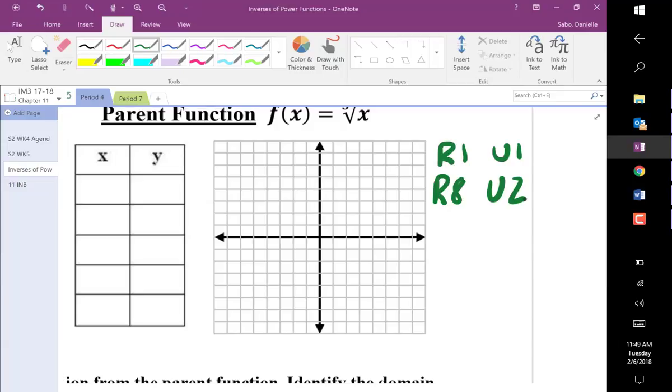And that's it. That's all you need. So I always start at 0, 0 in this situation, unless we're transforming. I go right 1, up 1. Right 8, 1, 2, 3, 4, 5, 6, 7, 8, and up 1, 2. Again, you can always verify on your calculator. We always do the opposite for our odd function. So I'm going to go left 1, down 1, left 8, down 2.